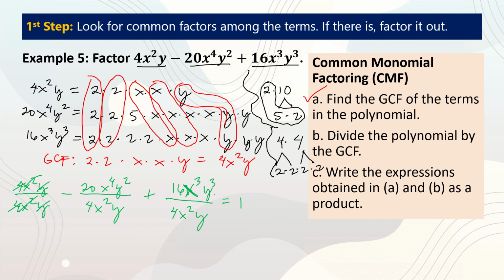And afterwards, we have minus. Okay, 20 divided by 4 is 5. X to the power 4 divided by x squared. If you remember this in your laws of exponent in grade 7, once in the denominator, everything will be cancelled out because there are more x's in the numerator. There are 4 x's in the numerator, there are only 2 x's in the denominator.